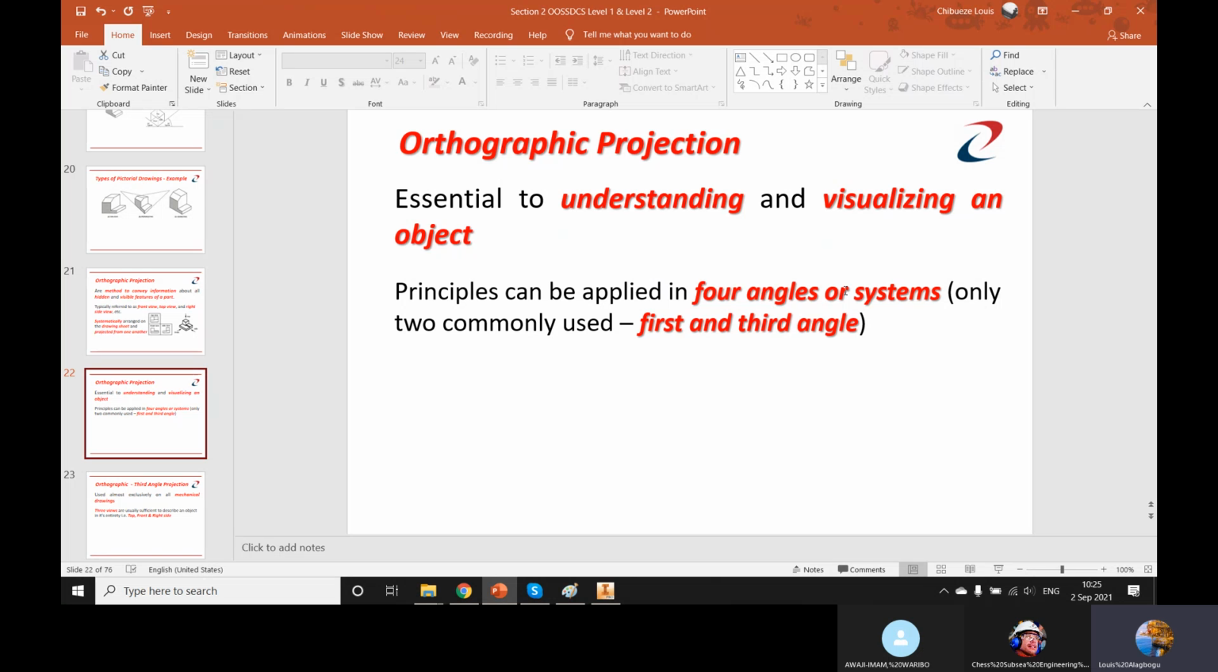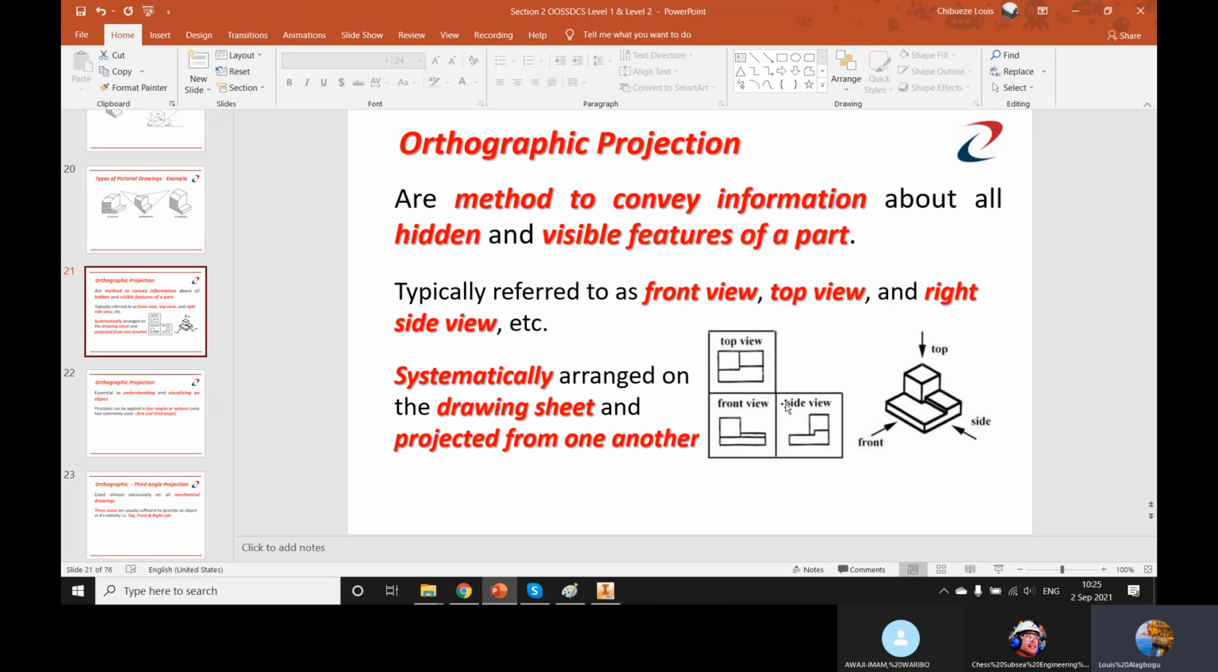Orthographic projections are essential to understanding and visualizing objects. The principles can be applied in 4 angles or systems, but the 2 commonly used ones are first angle and third angle. The difference between these 2 is the arrangements. For third angle, we show the plan or the top view first, then the front, and then the side, like this.